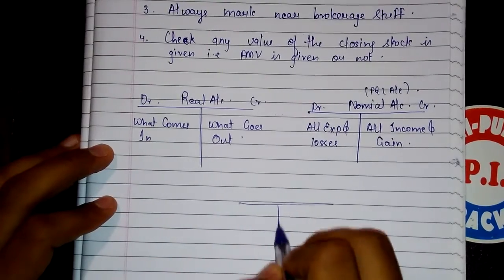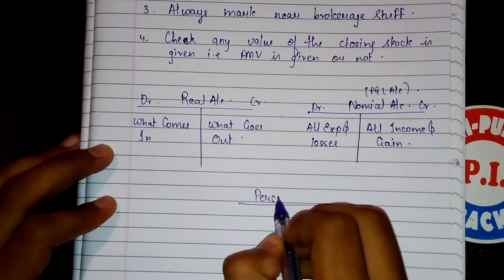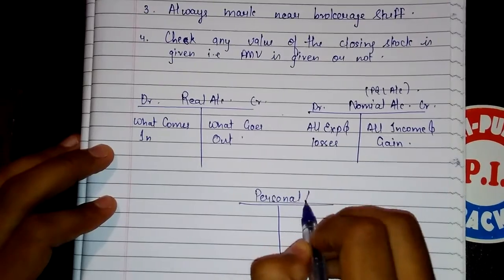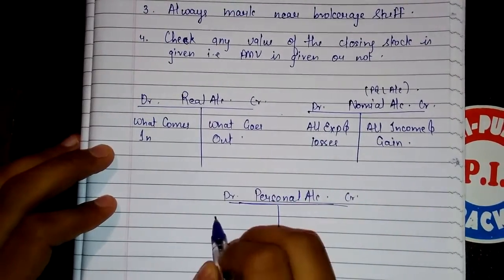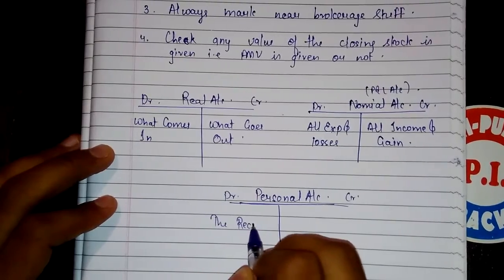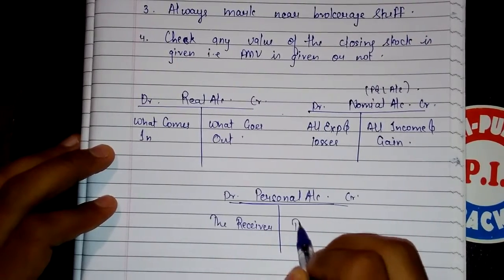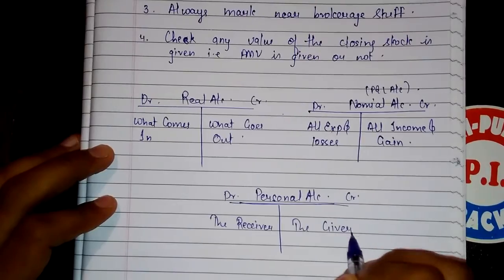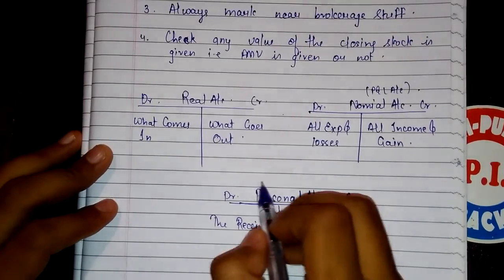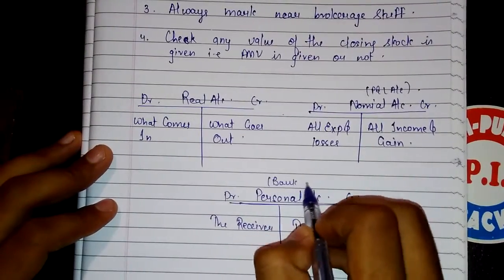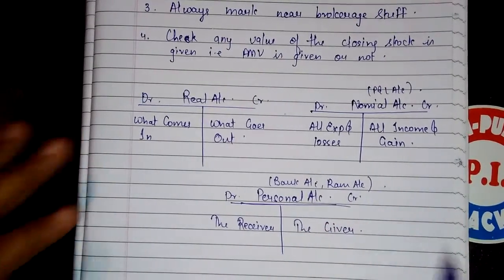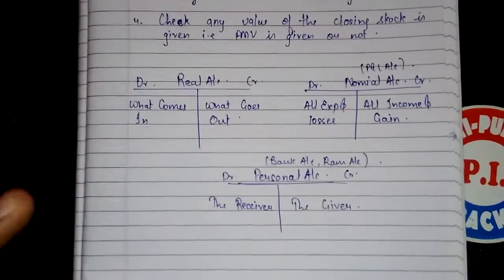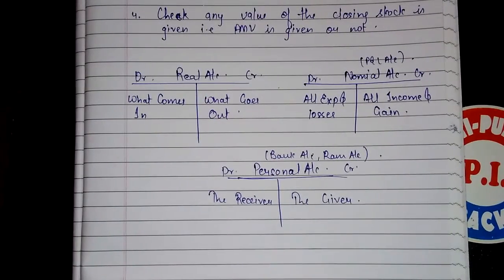And the last is personal account. In personal account, banks also come. Debit, credit. Debit the receiver, credit the giver. Okay, so if you want, I'll write one name, bank, or Ram account. Quite simple. So please copy it if you want.